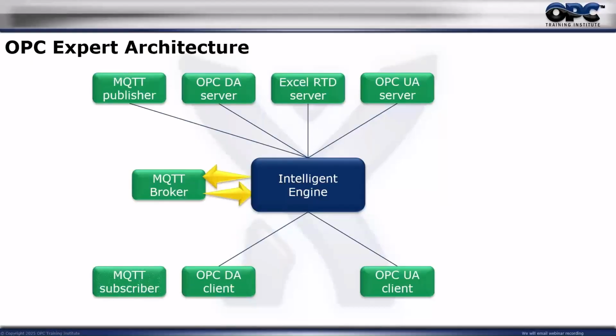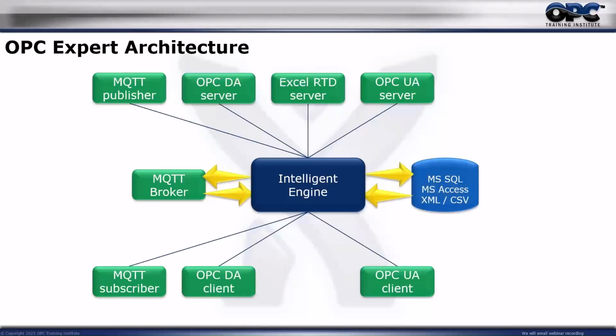There's also a publisher and a subscriber, which again means that if there's a remote broker, you can connect to it with this MQTT subscriber right over here. So you can connect to a remote broker, bring the data in and out to Excel, and you can start reading and writing data and exchange data directly with MQTT.